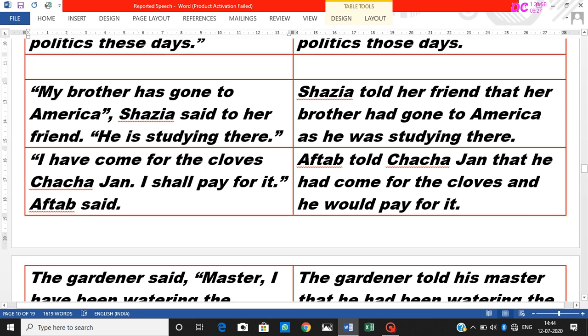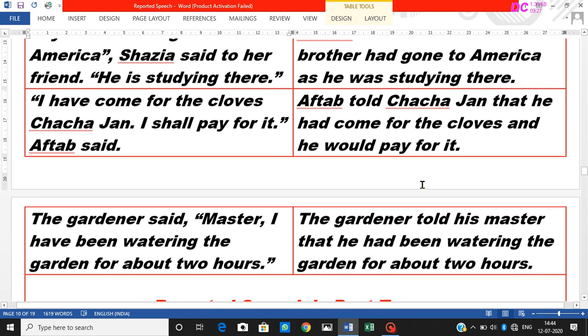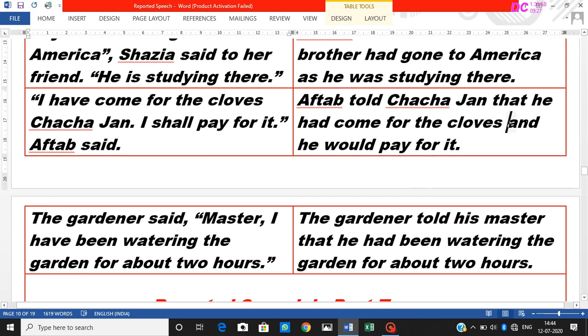Aftab ne kaha, Chacha Jaan se. Chacha Jaan is a term of address. It means that Aftab has said something to Chacha Jaan. Now, Aftab told Chacha Jaan that he had come for the clothes and he would pay for it. Here we used "and", and because we combined "I shall pay for it" and "I have come for the clothes", all these three sentences have been combined together into one.